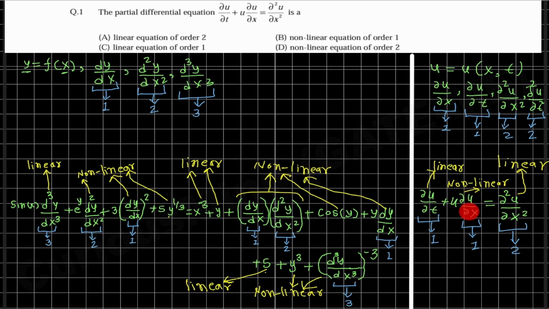So the second term is making this whole partial differential equation non-linear, while the other two terms are making it linear, but the second term is making this whole partial differential equation non-linear. So this partial differential equation becomes a non-linear partial differential equation with order 2. So the correct option is D. The given partial differential equation is a non-linear equation of order 2.